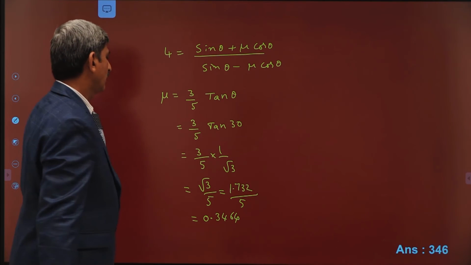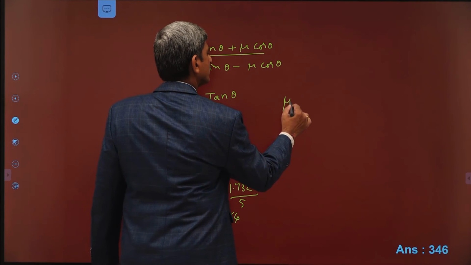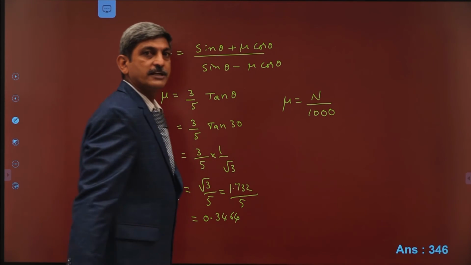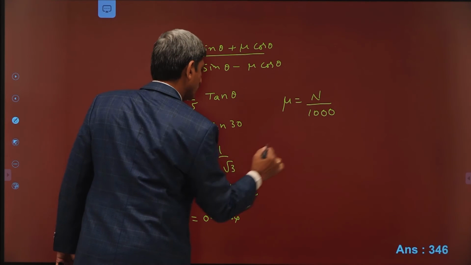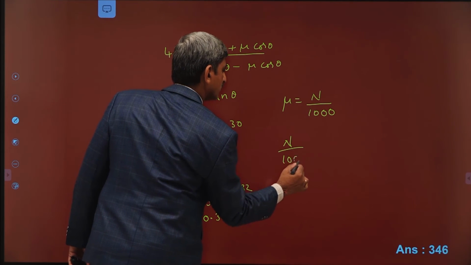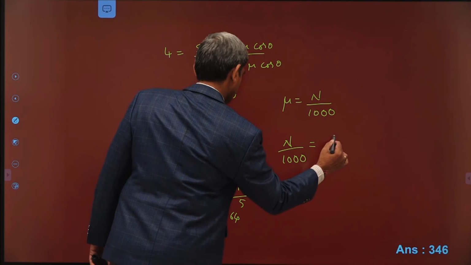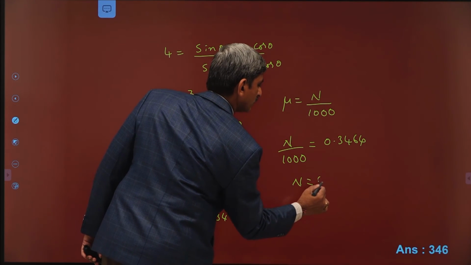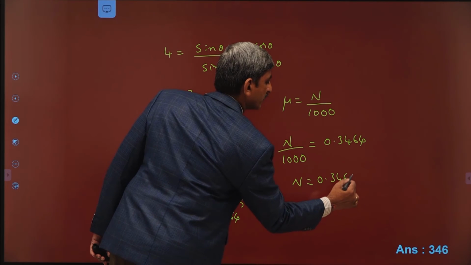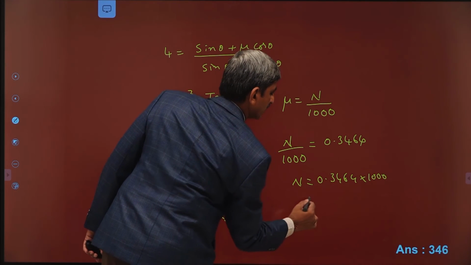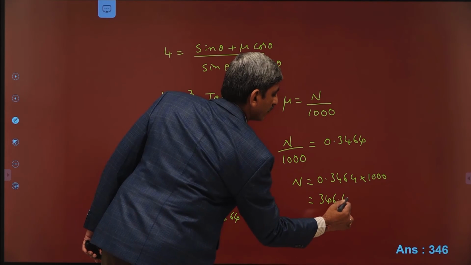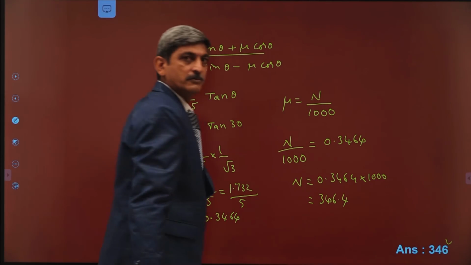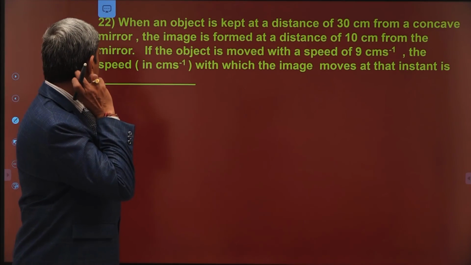0.3464. But in the problem it is given that mu is equal to n by 1000. We want to find out that n value. Let us equate that value to this value. We have n by 1000 is equal to 0.3464. From that we have n is equal to 0.3464 into 1000, equal to 346.4. So the nearest integer value is 346. Okay. Come to the next one.